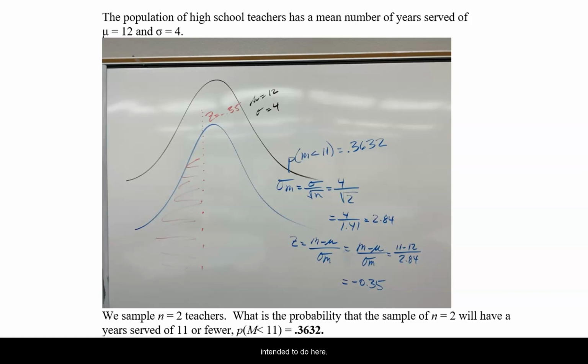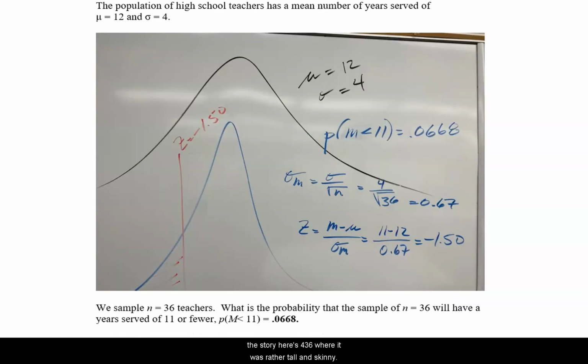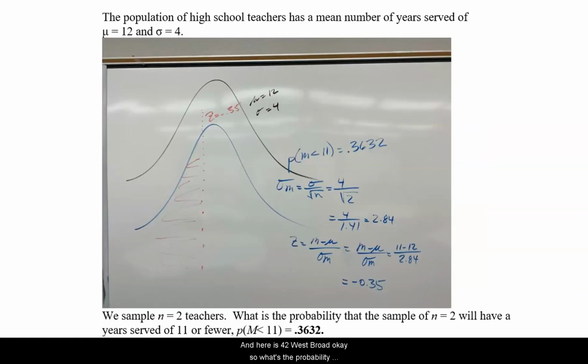Now, one thing I intended to do here is broaden the distribution of sample means to really tell the story. Here's for 36, where it was rather tall and skinny, as we would expect, and here's for 2, where it's broad. Okay, so what's the probability that the sample of 2 will have years served of 11 or fewer? And you can see it's a lot higher there. It's 0.36, which is much, much higher than 0.0668.